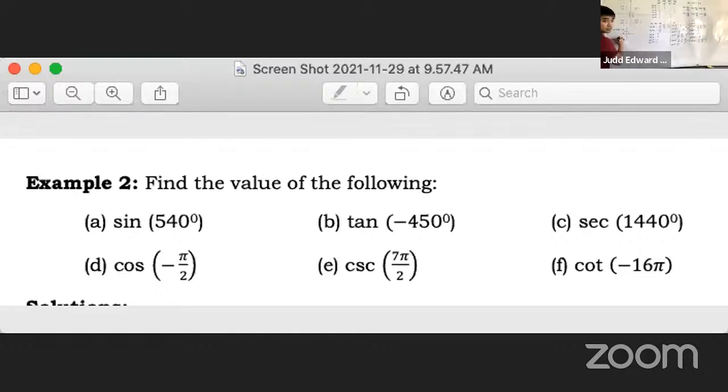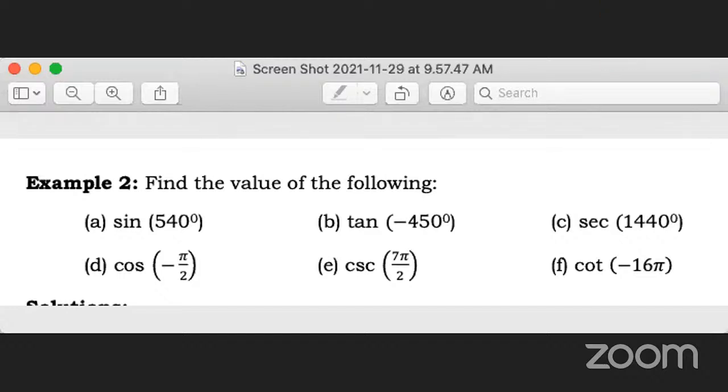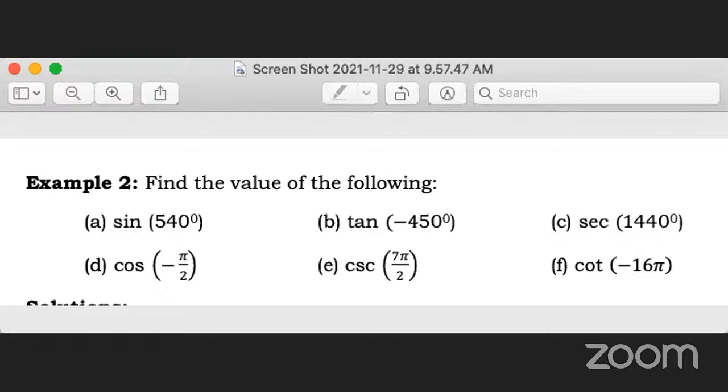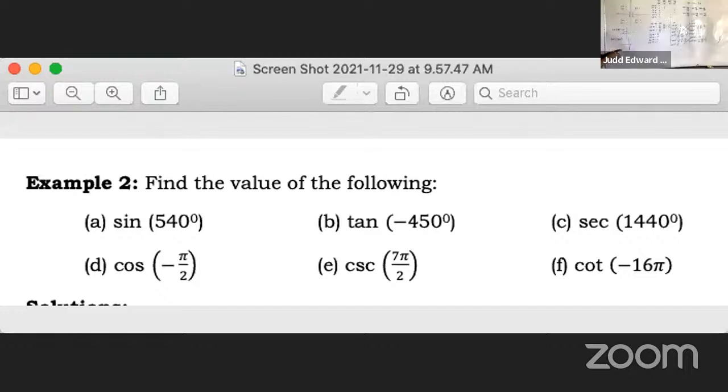Tangent negative 450 degrees. Okay. So pag negative siya, umikot na siya ng isa. Okay. So kung umikot na siya ng isa, 360, 360 plus 90, ilan po? 450. Ibig sabihin, andito po siya. Yes or no? Opo. Okay.